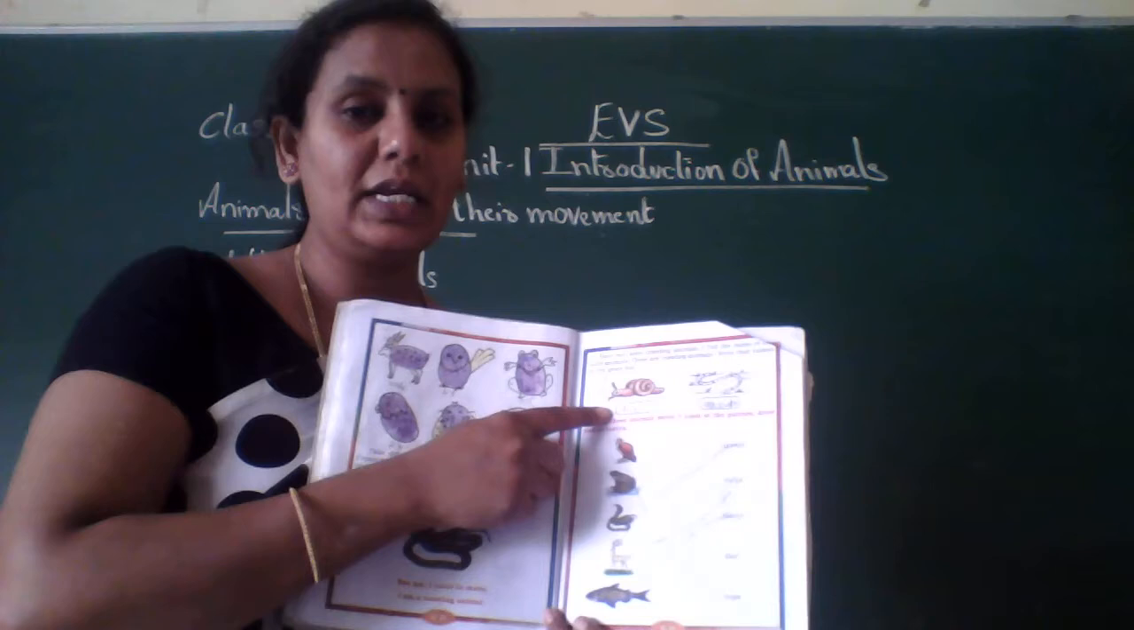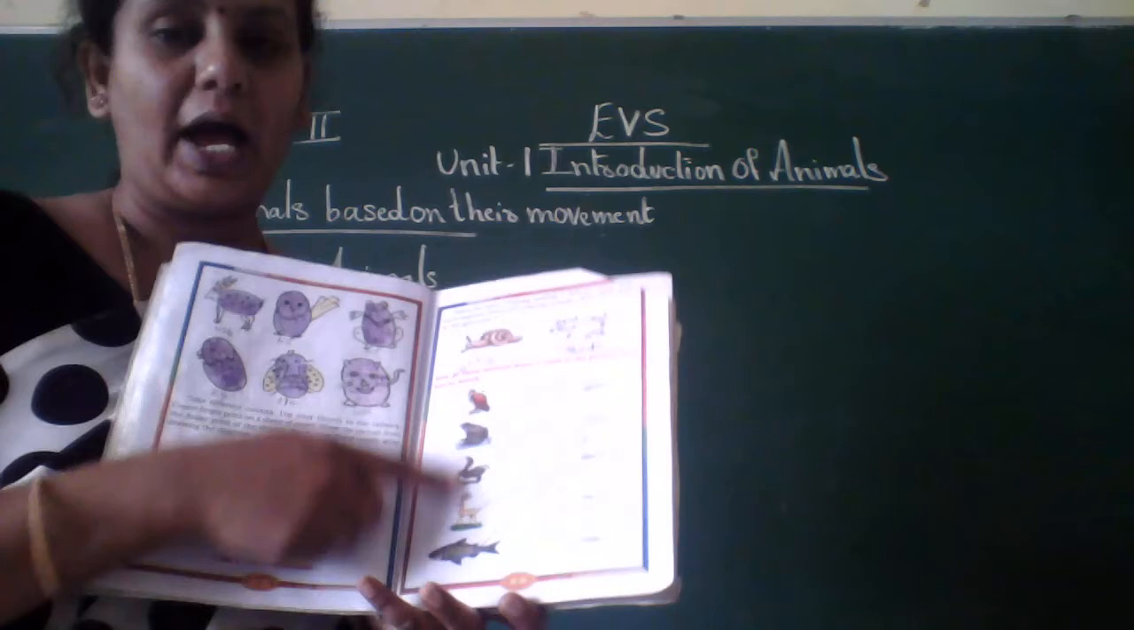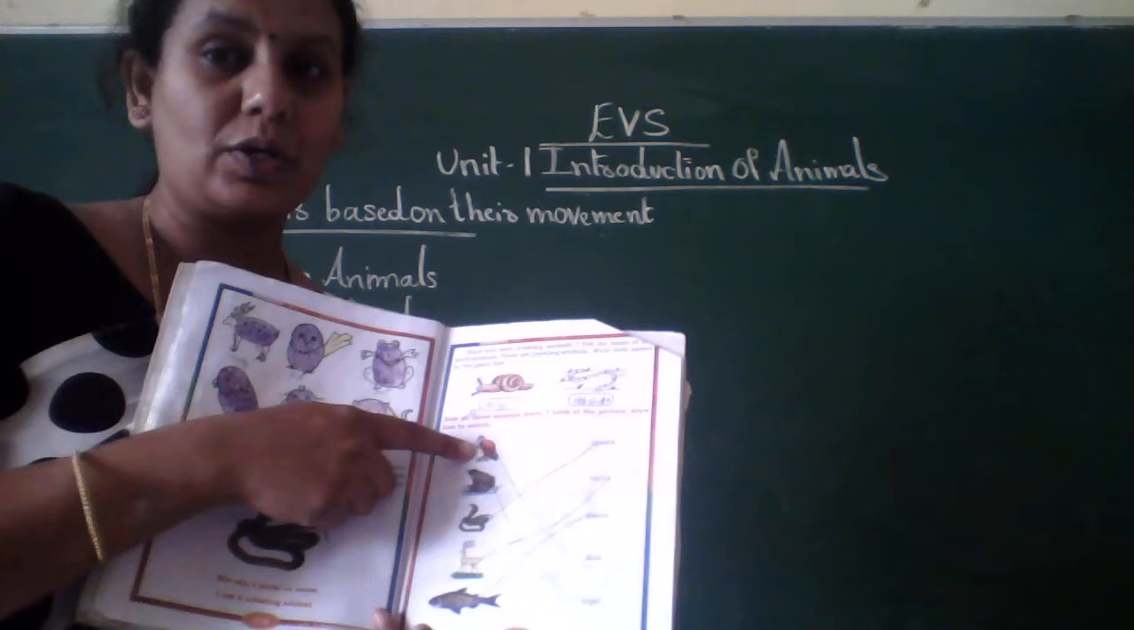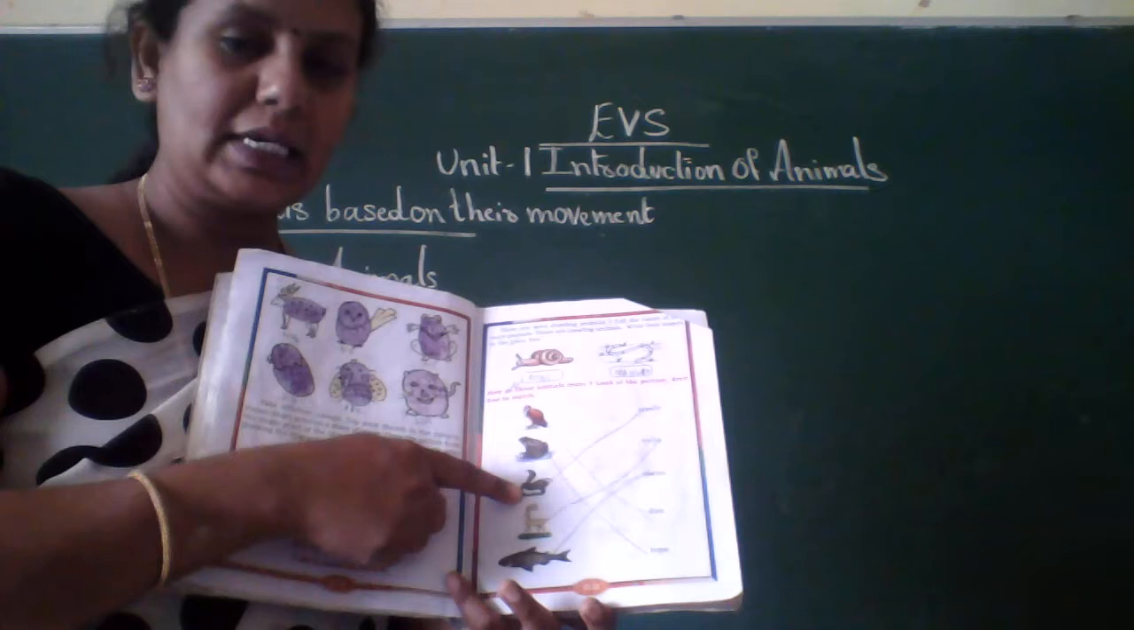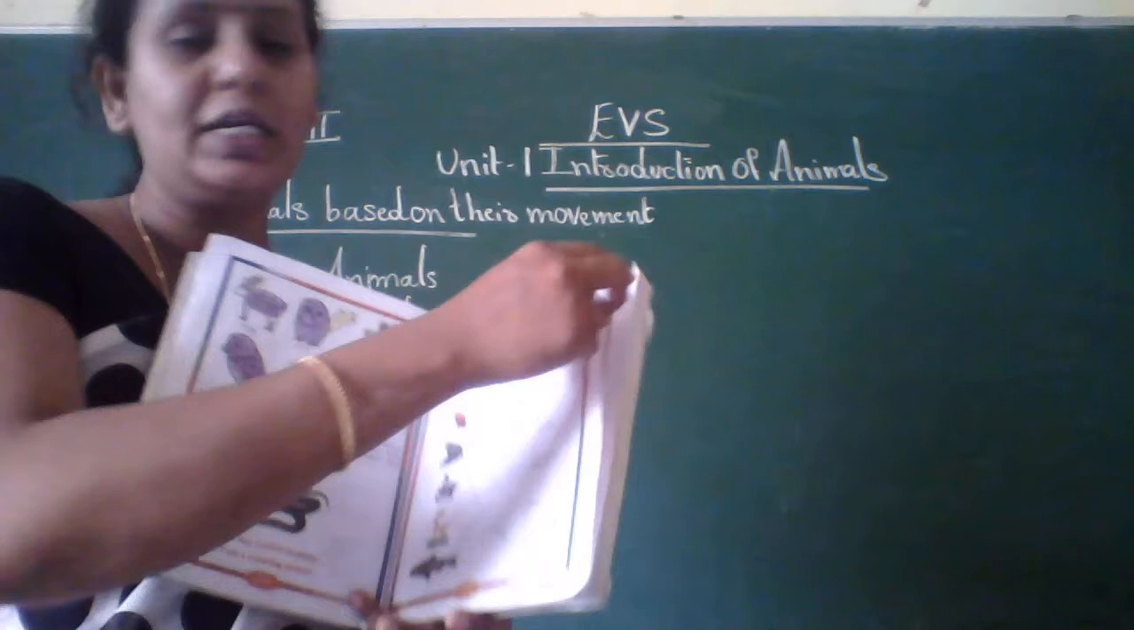Then we matched the animals with their movement. So for example, this is a bird. How do birds move from one place to another place? By flying. Birds fly. Frog hops. Snake crawls. Deer walks. Fish swims. Till here we have finished in the last class.